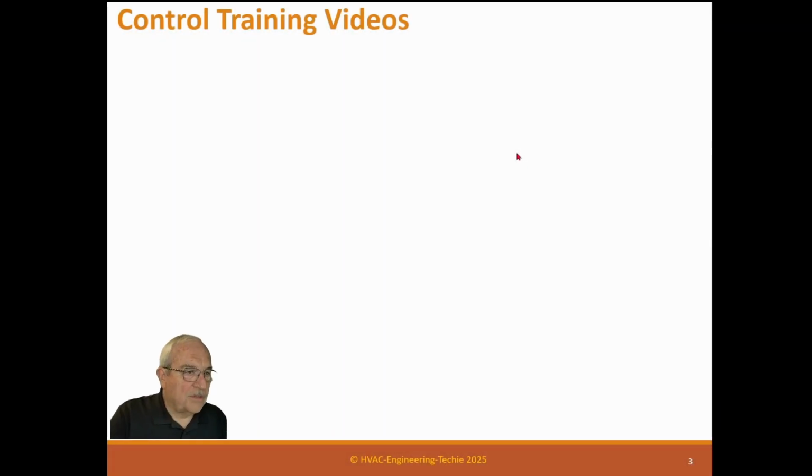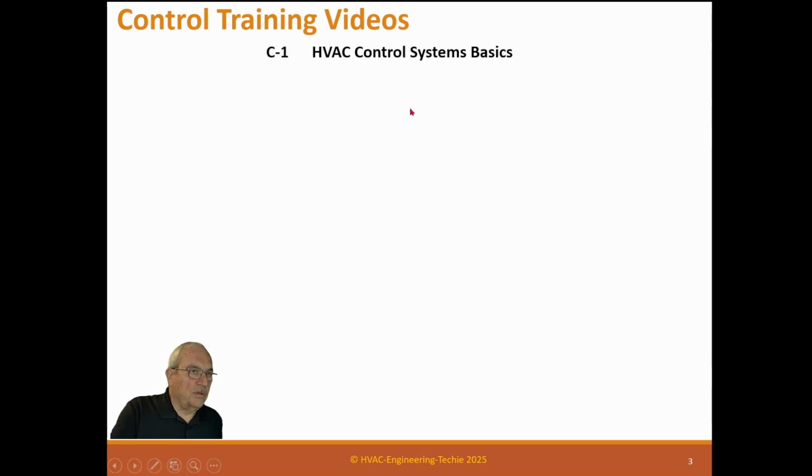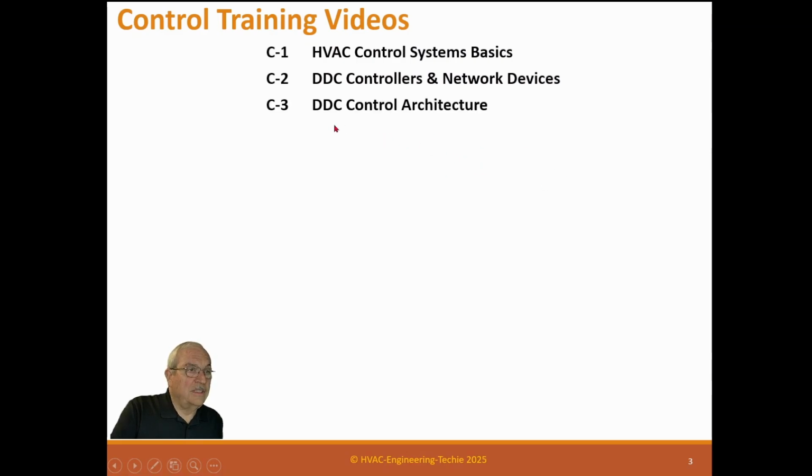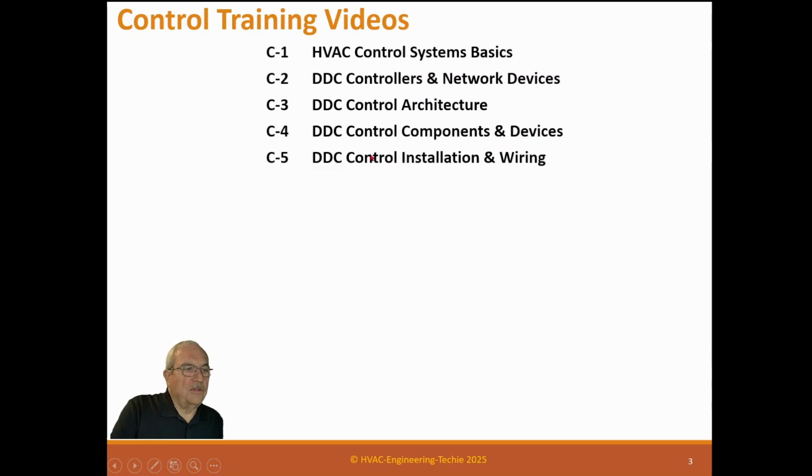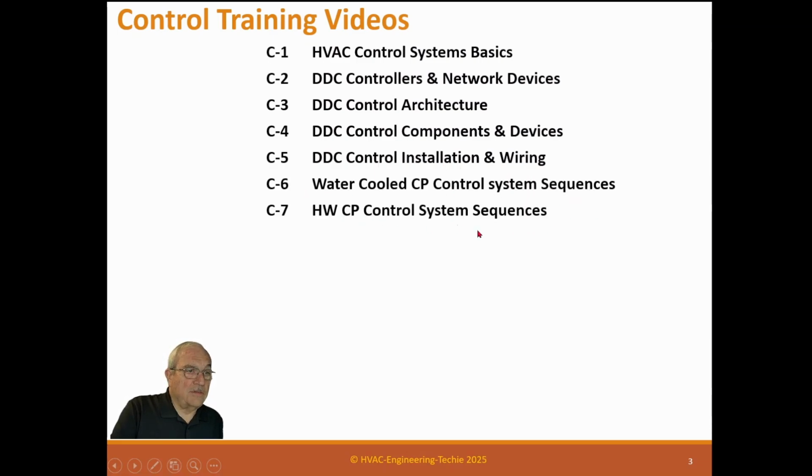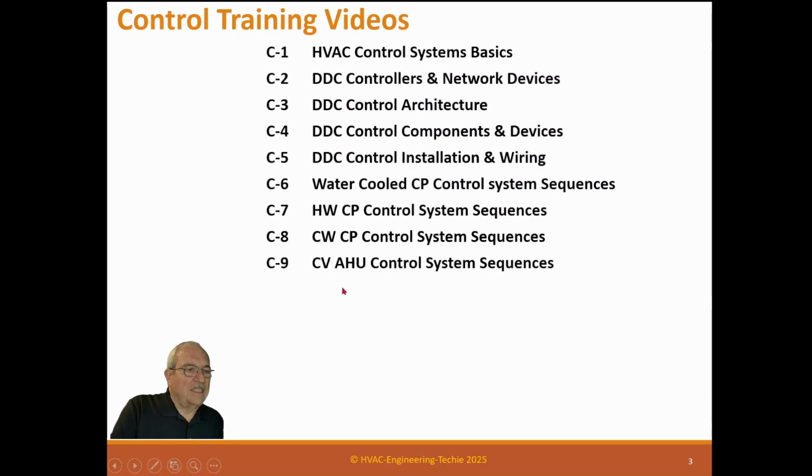All right, before we start the lesson, let's just review the videos that are available. I know you may have watched others and already know this, and we'll go through this fairly quickly. So there's C1, which is HVAC control system basics. C2, which is DDC controller network devices, the devices that actually keep us on the network. C3, DDC control architecture, talks about the different networks we use and how they're laid out. C4, DDC control components and devices. C5, DDC control installation wiring. C6, water-cooled central plant sequences. C7, hot water central plant. C8, chill water central plant. C9, constant volume air handlers.